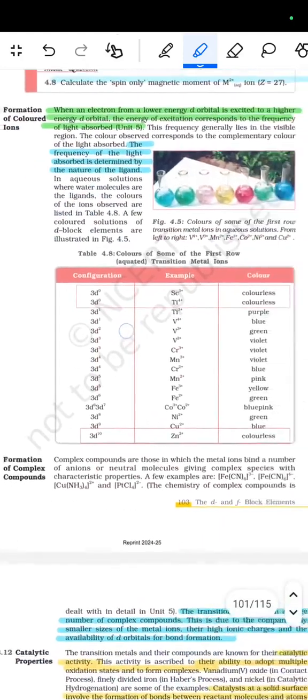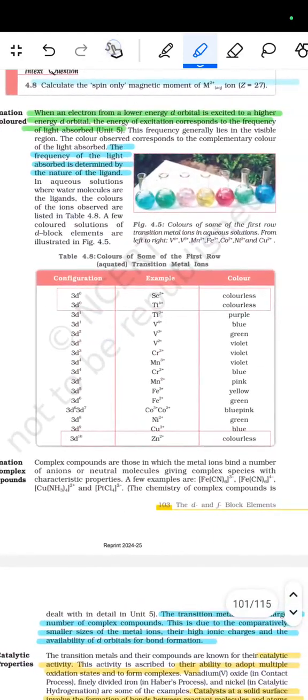फिर आता है फॉर्मेशन ऑफ द कलर्ड आयंस. So when an electron from a lower energy d orbital is excited to a higher energy d orbital, the energy of excitation corresponds to the frequency of the light absorbed. The frequency generally lies in the visible region. The color observed corresponds to the complementary color of the light absorbed. The frequency of the light absorbed is determined by the nature of the ligand.